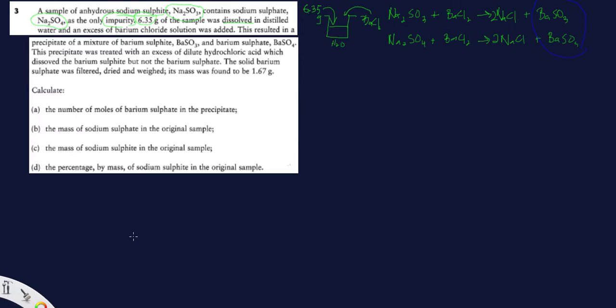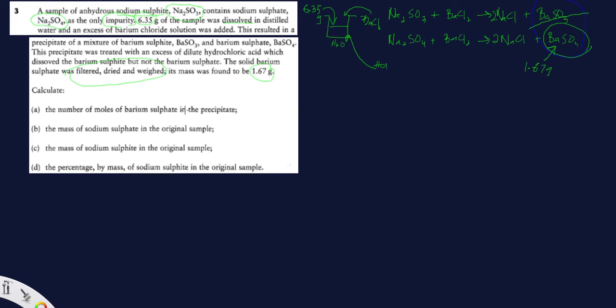Back to this. Once this is done, they have added HCl into this mixture, and the addition of HCl tells us that it dissolves this and only leaves us with this. They say they have filtered, dried and weighed it, and the mass happens to be 1.67 grams. So the 1.67 grams refers to the barium sulfate.